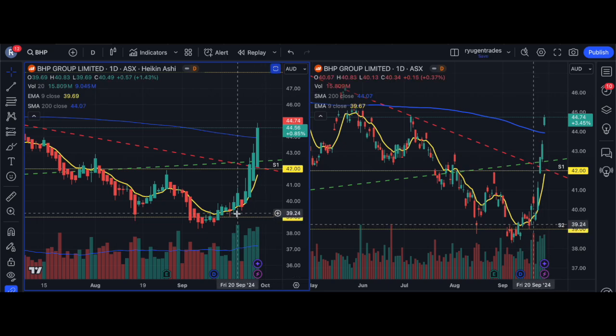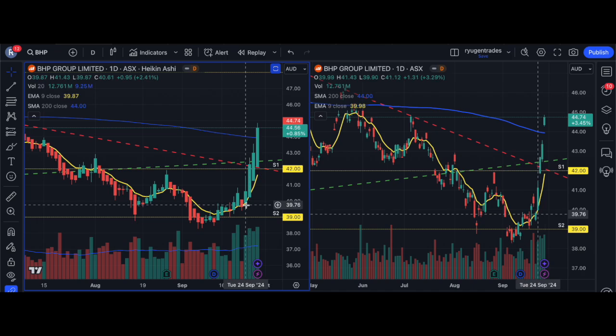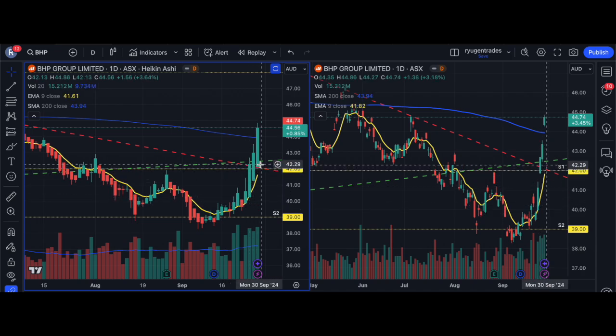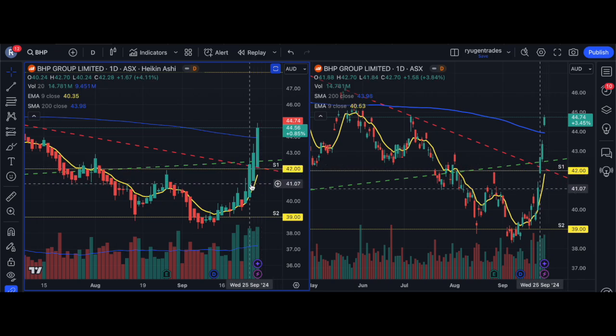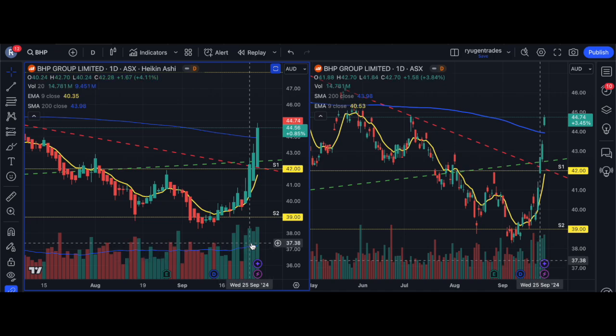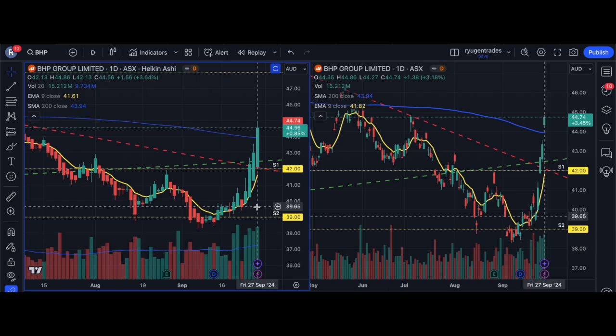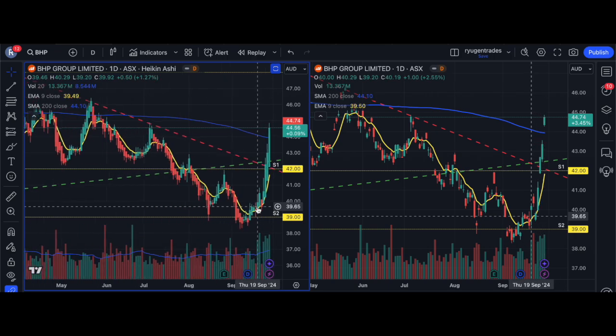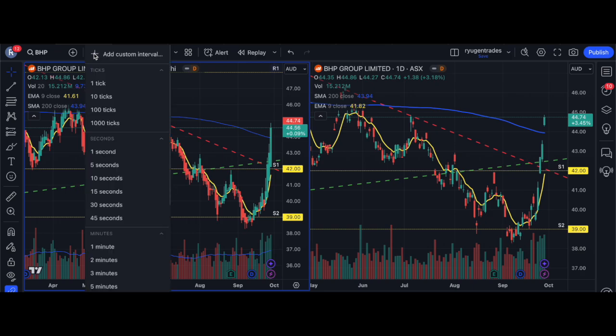You will see that the green bars continued with small wicks at the bottom, and in the last 4 days the trend showed very long green bars without any wicks. And what is also good, you see the yellow line, price is trading above the 9 EMA, and if you look at the volume, it is also significantly higher than the moving average. And all this signals a higher probability trade if you were to enter a trade.